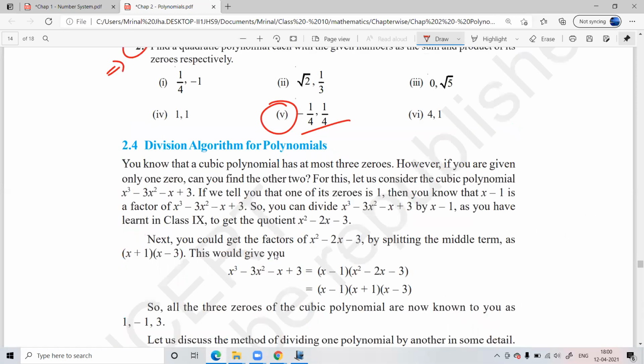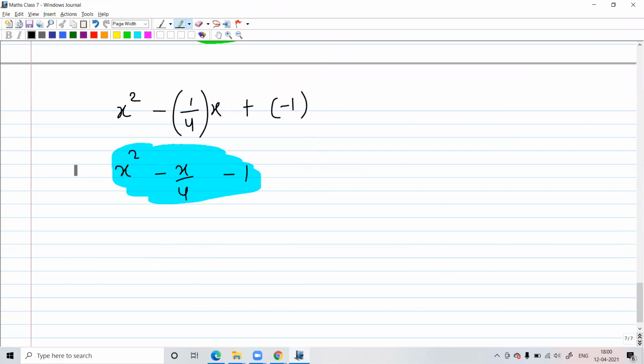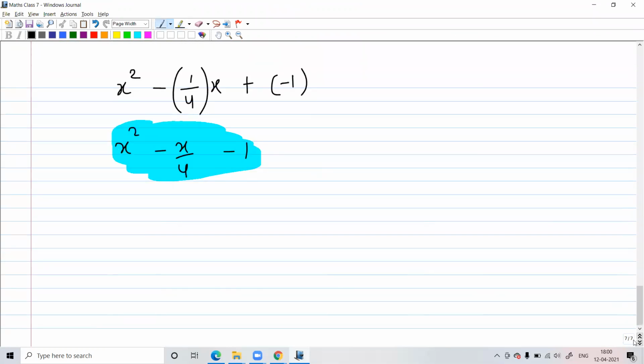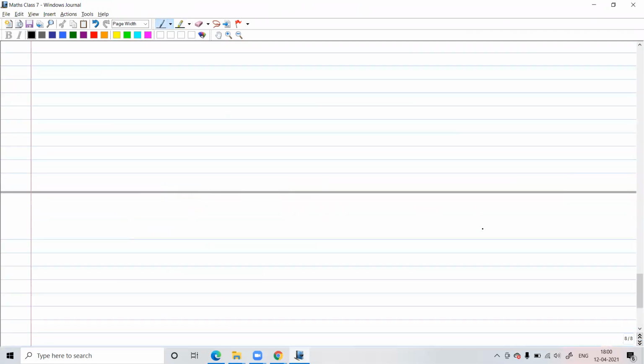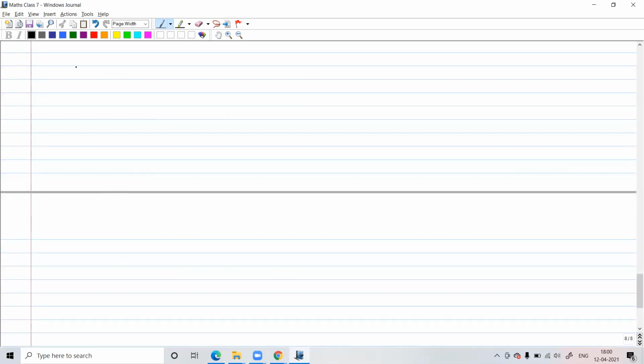What's so different about this? Same, no? Sum of zeros, you will take -1 by 4. Product of zeros is 1 by 4. So, sir, we will directly write 1 by 4 only? We don't have to change anything in it? No, you don't have to. But if you want, you can put k equal to 4, and both these denominators will get cancelled. But since you people are getting confused, don't worry about that.